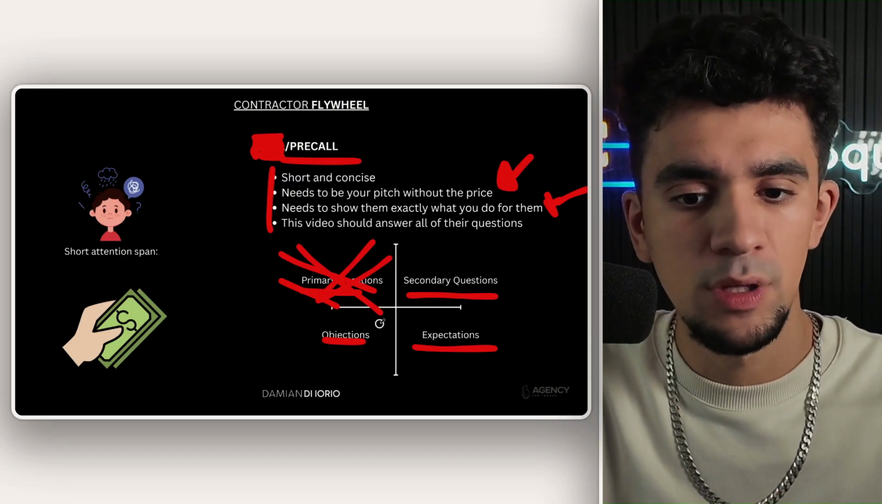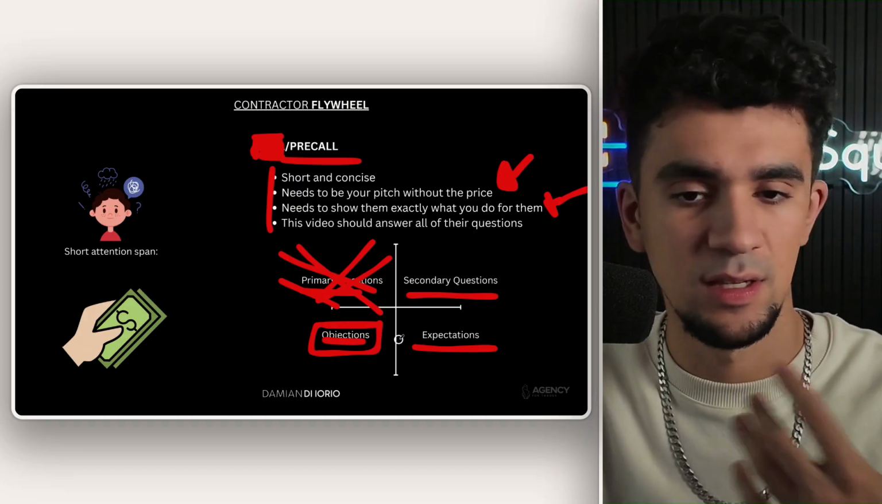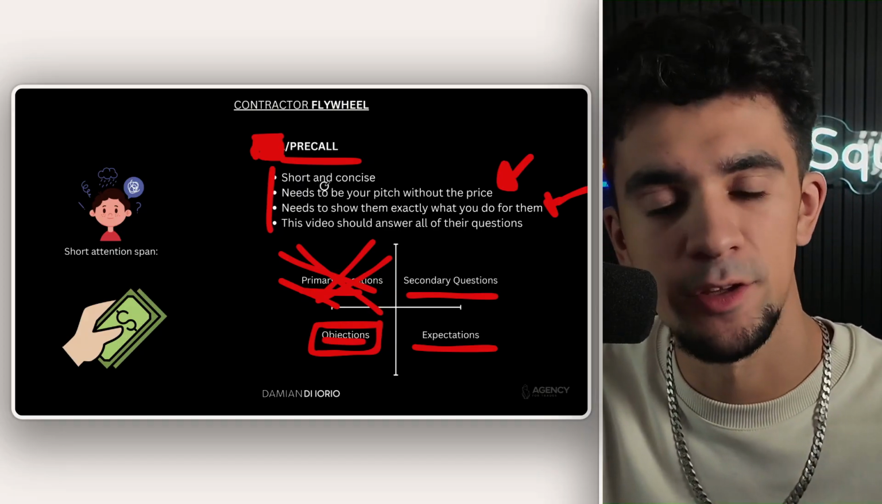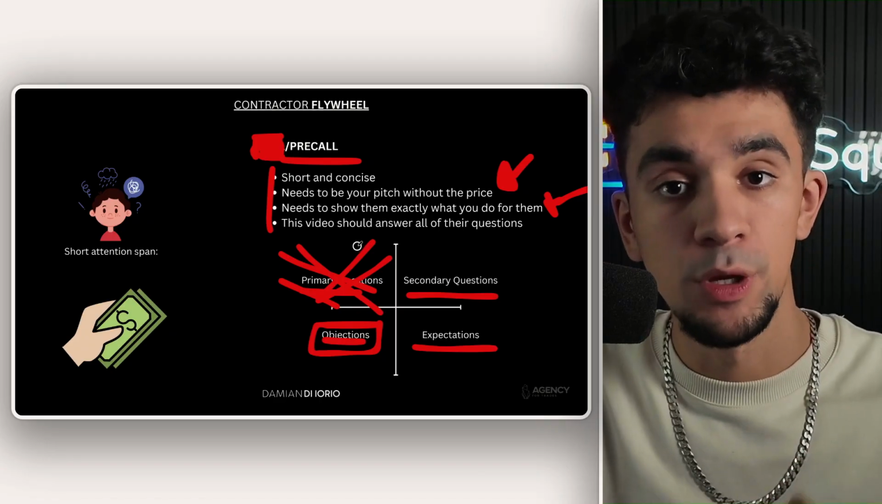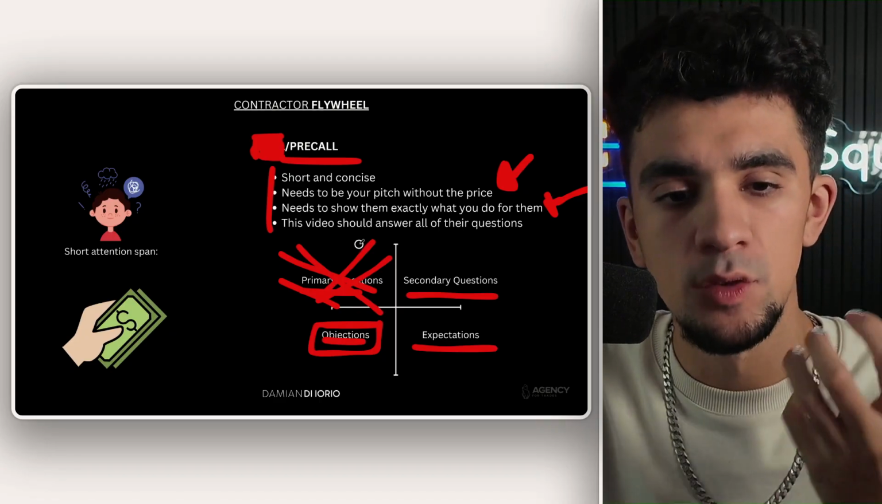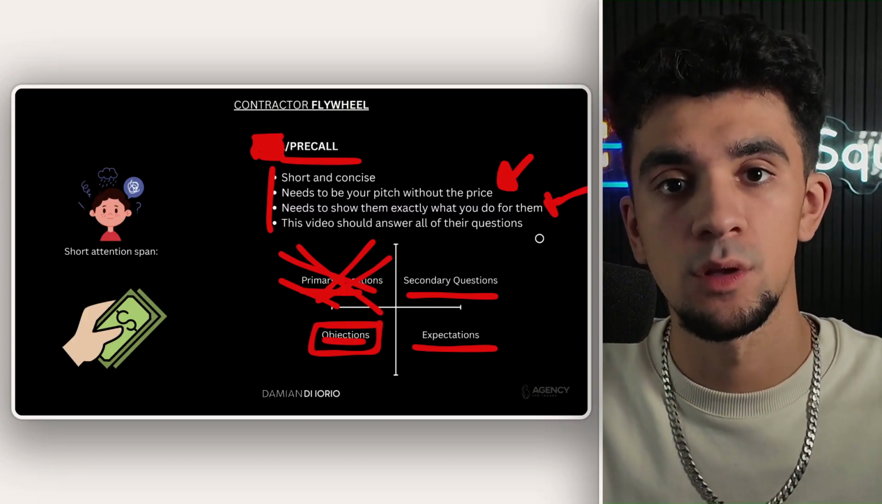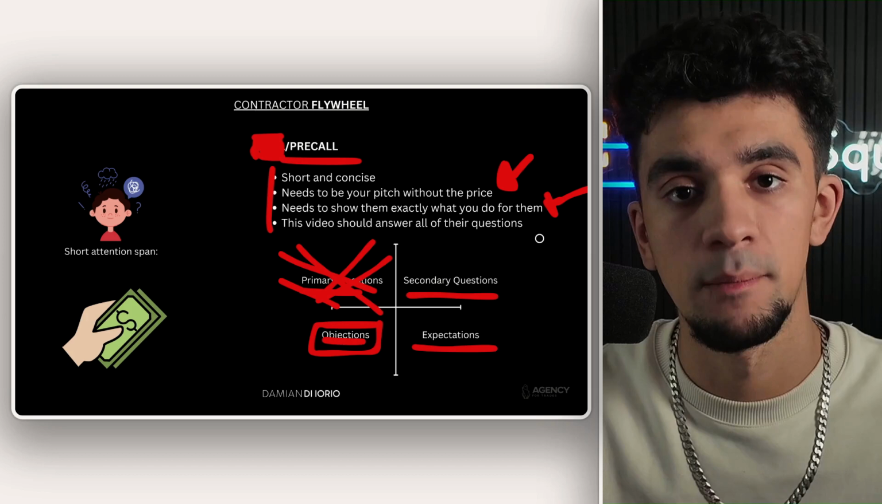Right. And it should really eliminate all objections. I mean, you'll get objections like price objections and things like that your pre-call won't necessarily be able to handle. But your pre-call is going to make these leads the hottest they could be to actually close. And that's how me and my agency have been able to close at a 30% plus month to month to month.